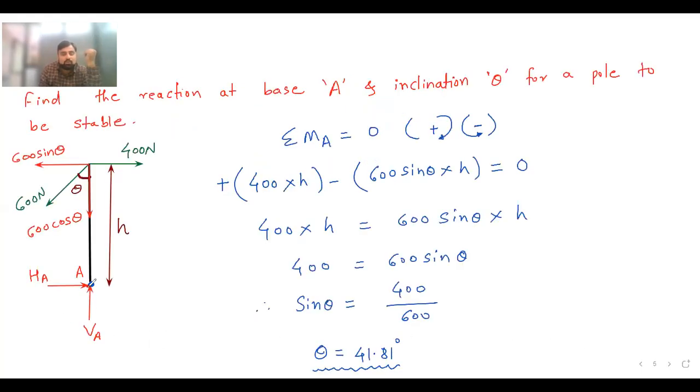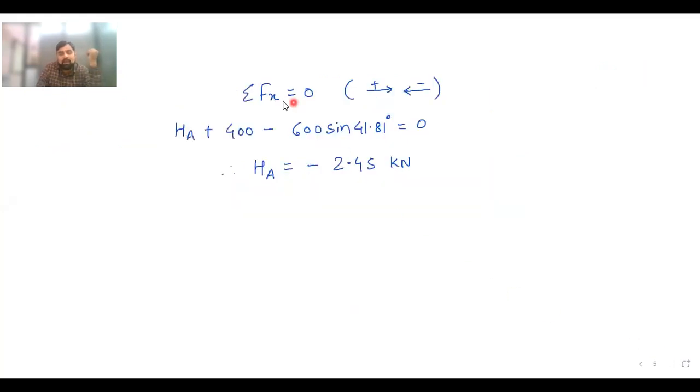The minus sign is indicating that whatever direction you have assumed, what direction did we assume? We have taken the direction towards right. You can see, I have shown HA towards right, but after solving, I got a minus sign here. So what does it imply? It says that you have assumed HA towards right, but HA is not moving towards right. HA is moving towards left. So if I correctly write this answer, then I can write HA is equal to 2.45 kilonewton. Magnitude is same, but it is moving towards left. So I should show the arrow like this. This indicates that HA is moving towards left. It is not moving towards right.